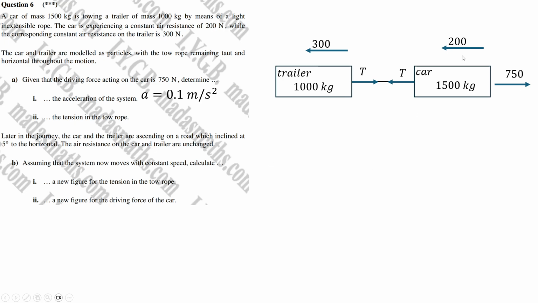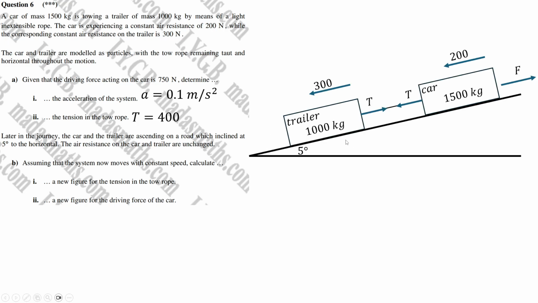Calculate the tension. You can just pick either this side or this side, makes no difference. But if you do this one, so 750 take away 200 is 550, 550 take away T equals 1500 A, where A is 0.1. Get T to be 400 newtons.